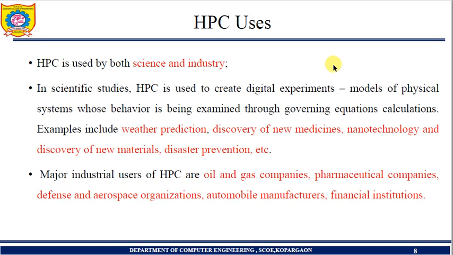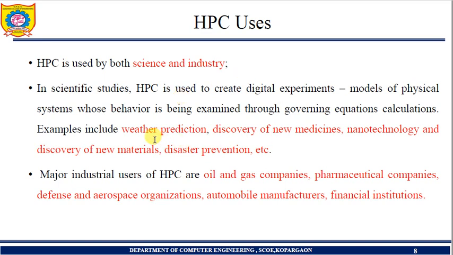Then the next point is about where HPC is used, or where the role of HPC is. First of all, HPC is used by both science and industry. So it is used in different areas in science and industry. In scientific studies, HPC is used to create digital experiments, models of physical systems whose behavior is being examined through governing equations and calculations. Examples include weather prediction.